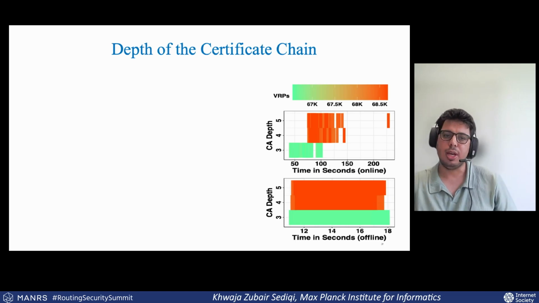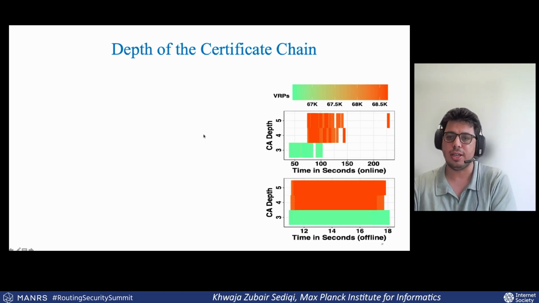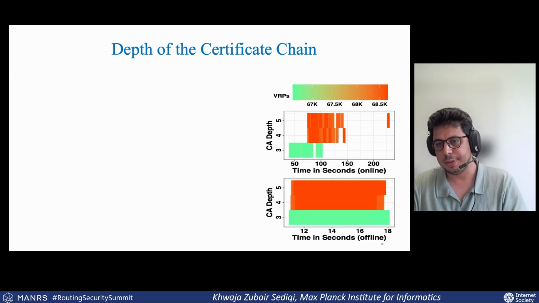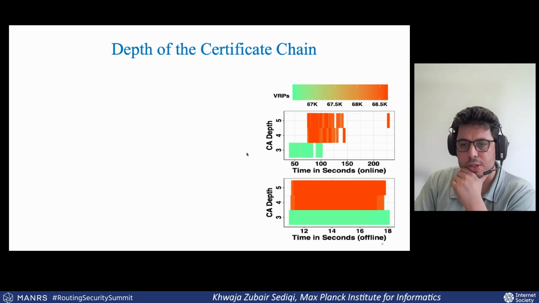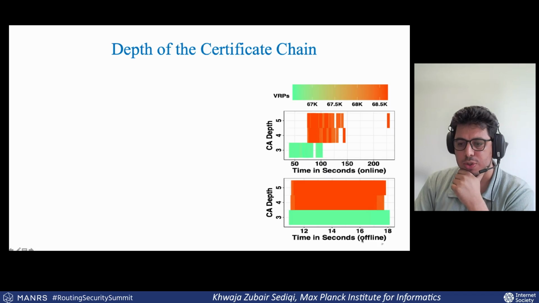Next, we tried to check how much the depth of the certificate chain can affect the validation time. For this analysis, we did it for all the 5 main tools. And here we do it in 2 modes. The bottom one is the offline one, and the top is the online one. But let's first have a look at the online one.